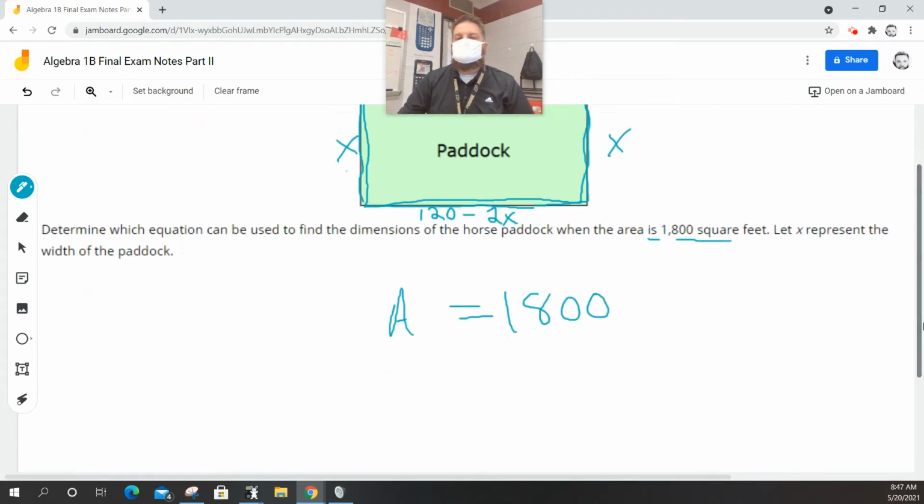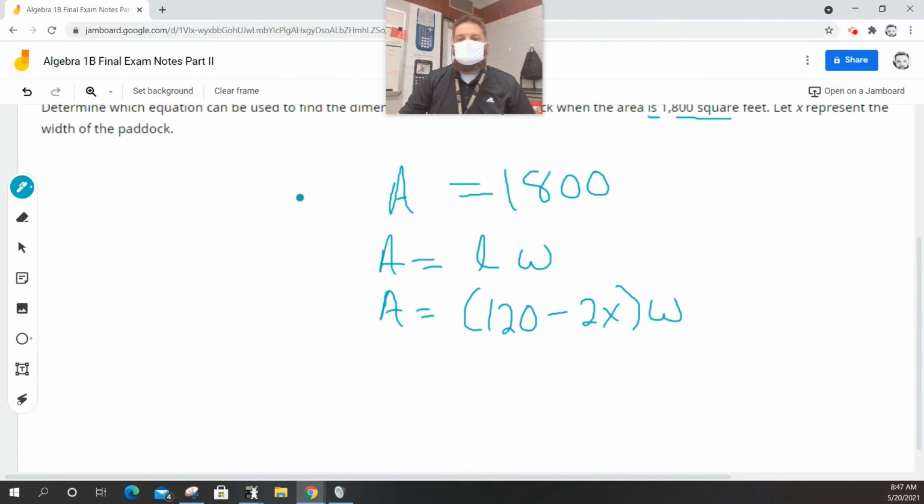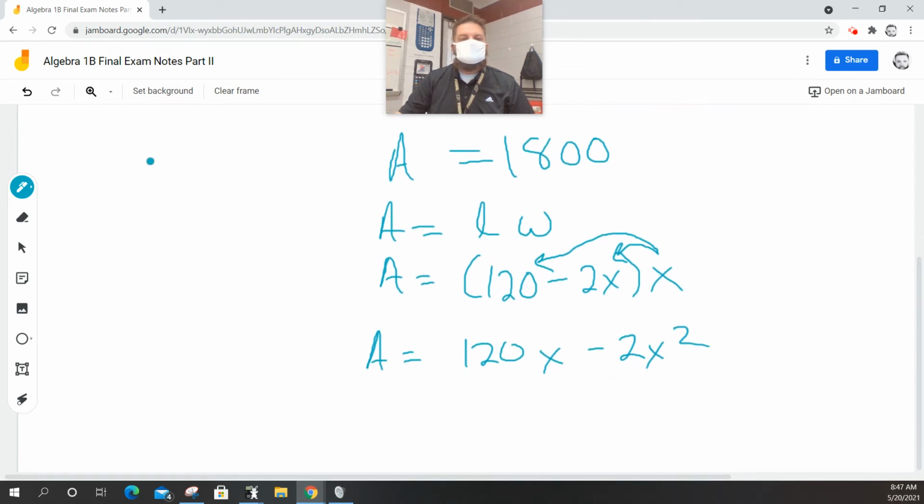So I know that that area has to be 1,800, but I also know that the area is equal to the length times the width, or the area is equal to the length, which is going to be 120 minus 2x times the width. What's the width? X. And if I distribute, oh wait, W is actually just X, right? So if I distribute this through the parentheses, I get that the whole area is equal to 120x minus 2x squared. And I'm going to rewrite that in descending order: negative 2x squared plus 120x has to equal the area, but we know that the area is supposed to be 1,800.